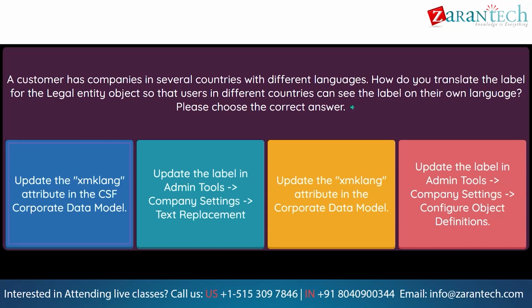Option 1 Update the SAP attribute in the SAP Corporate data model. Option 2 Update the label in Admin Tools - Company Settings - Text Replacement. Option 3 Update the SAP attribute in the Corporate data model. Option 4 Update the label in Admin Tools - Company Settings - Configure Object Definitions.